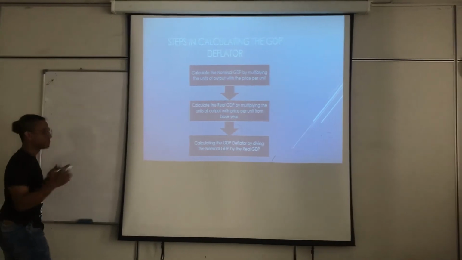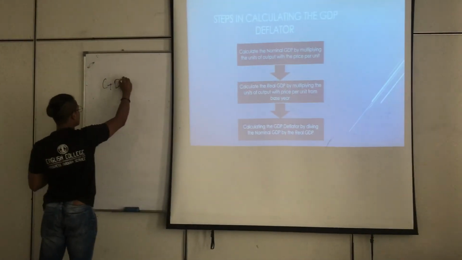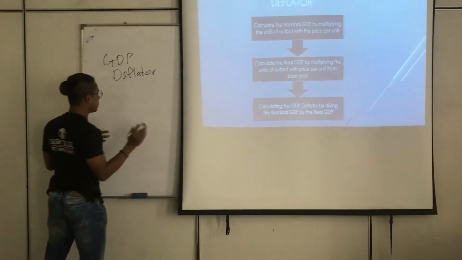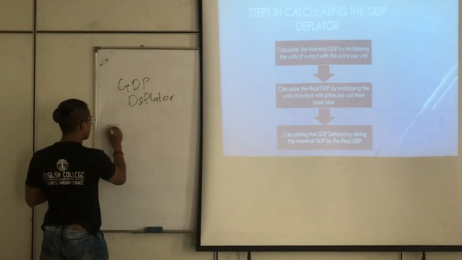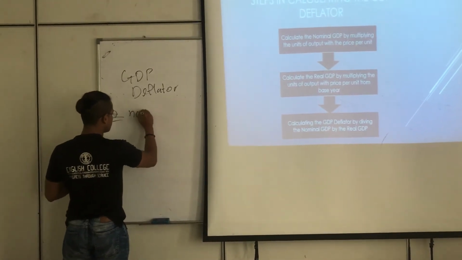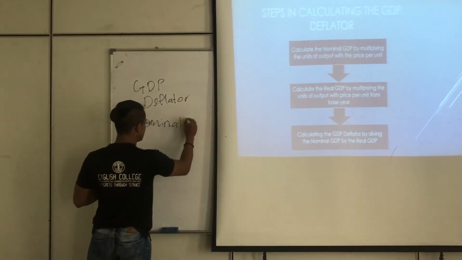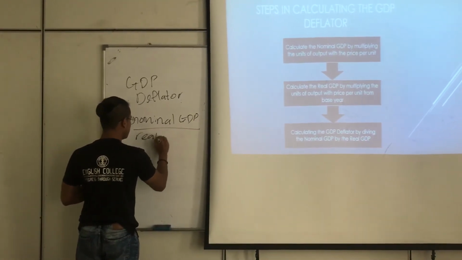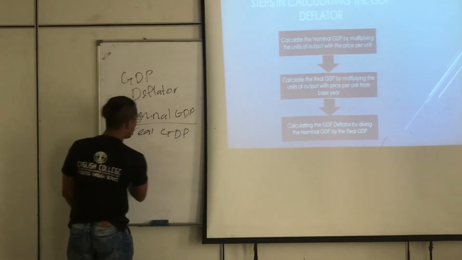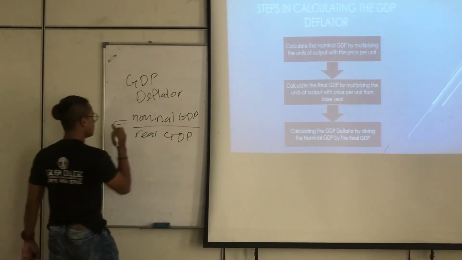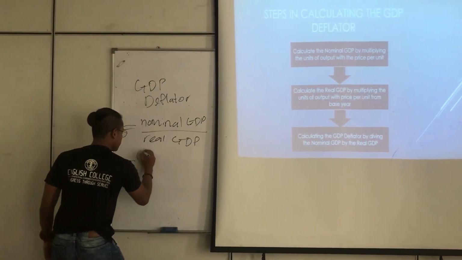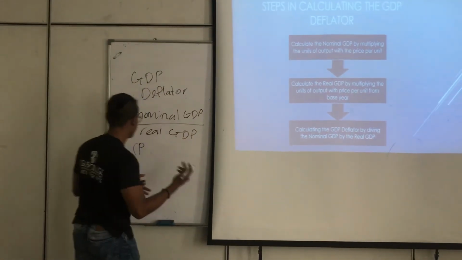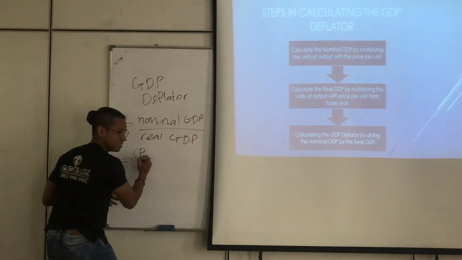So, here, GDP deflator. To calculate it, you get nominal GDP divided by real GDP. So how do I calculate nominal GDP? Easy. You have the prices. Let's say we use orange and apples. I'm going to use the prices of orange.